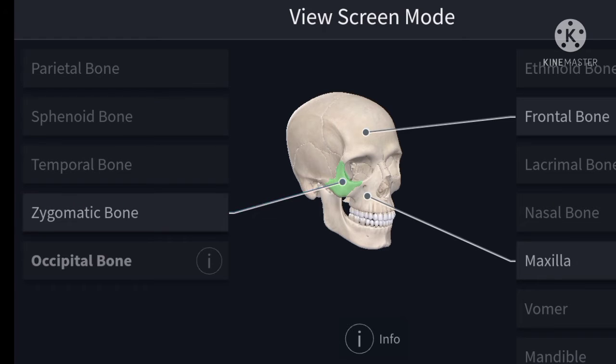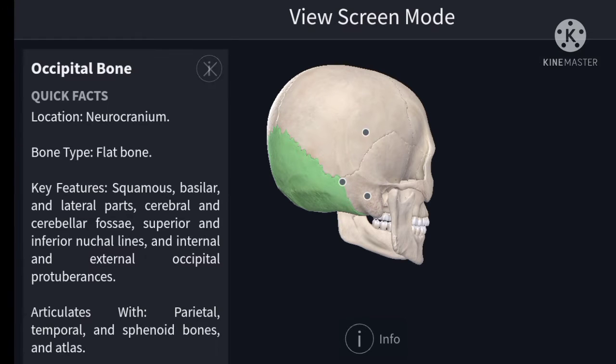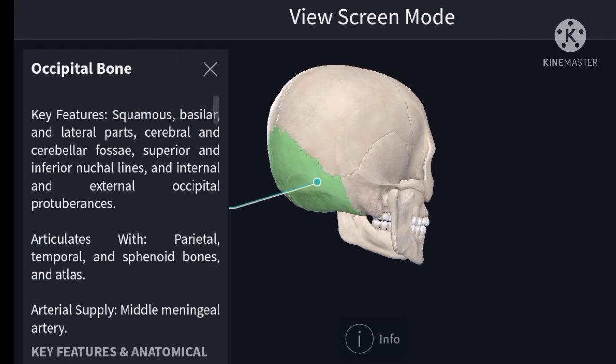Now we will talk about the occipital bone. As you can see here, this is a occipital bone and it is a type of flat bone which is located in neurocranium and it articulates with the parietal bone, temporal bone, sphenoid bone and atlas, and it is supplied by the middle meningeal artery.